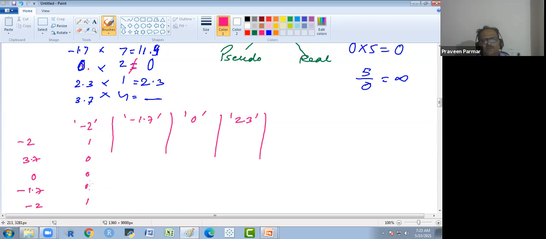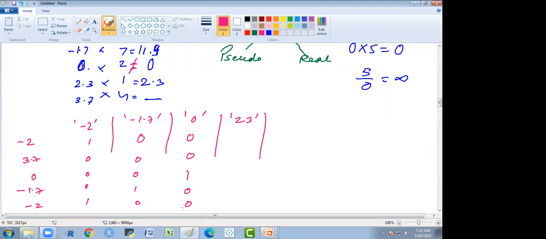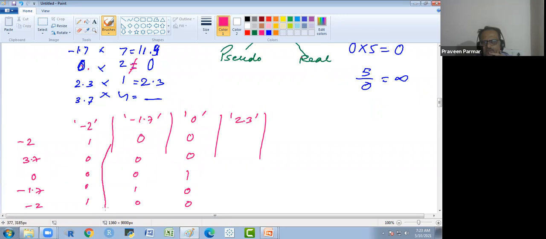So what will happen? You will write it in this way. Here you will write 1 for 1.7, -1.7, here 0, here 0, here 0, here 1, 0. In the 0 column, you will write 0, 0, 1, 0, 0. Does that make sense to you? Is there any doubt? So what are we doing? We are creating a matrix out of this.